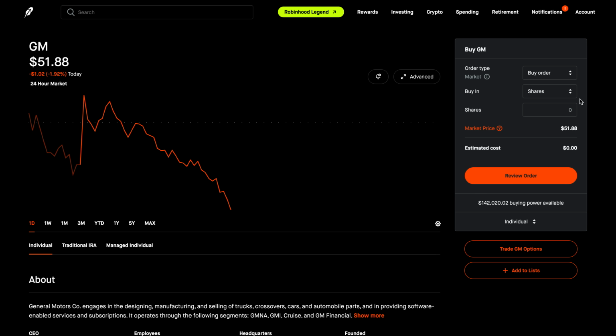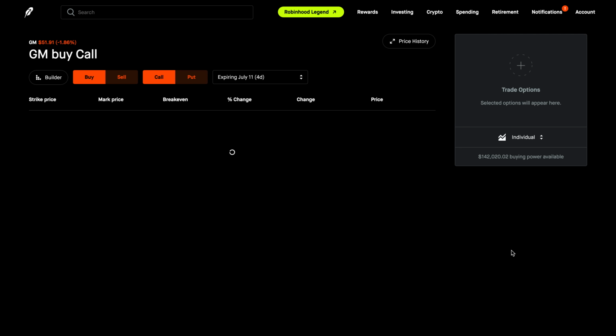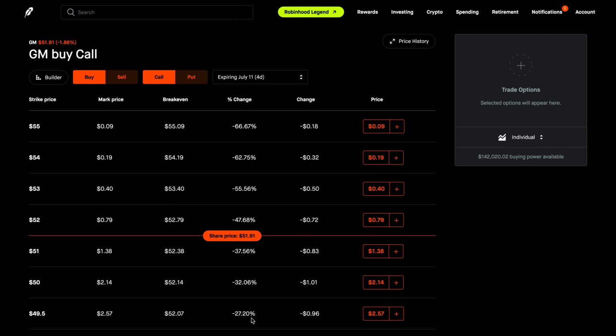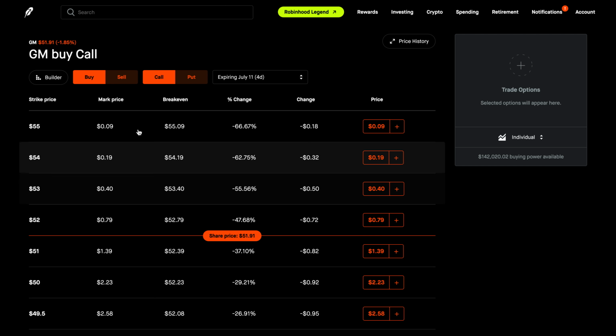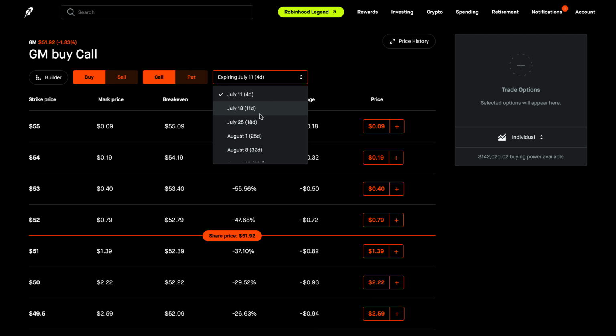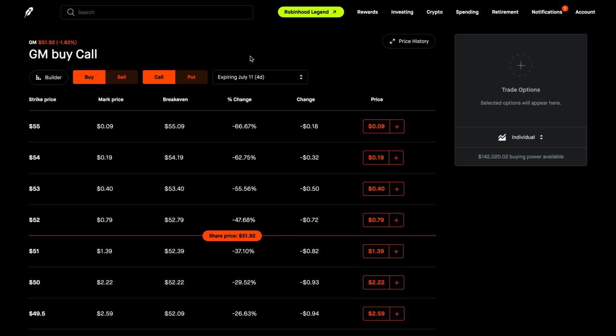So firstly, how does buying a call work? So let's go into the options here for GM. So here is the options button that we need to click to go to the options for the stock. So then here we are on the options for GM. And so when it comes to buying calls, we want to first make sure that we are on buy up here. And we also want to make sure that we are on call. So right now we're looking at all the calls for the stock that we could potentially buy expiring July 11th. So here's where you can modify your expiration date. But I'm just going to leave it as July 11th for today's examples.